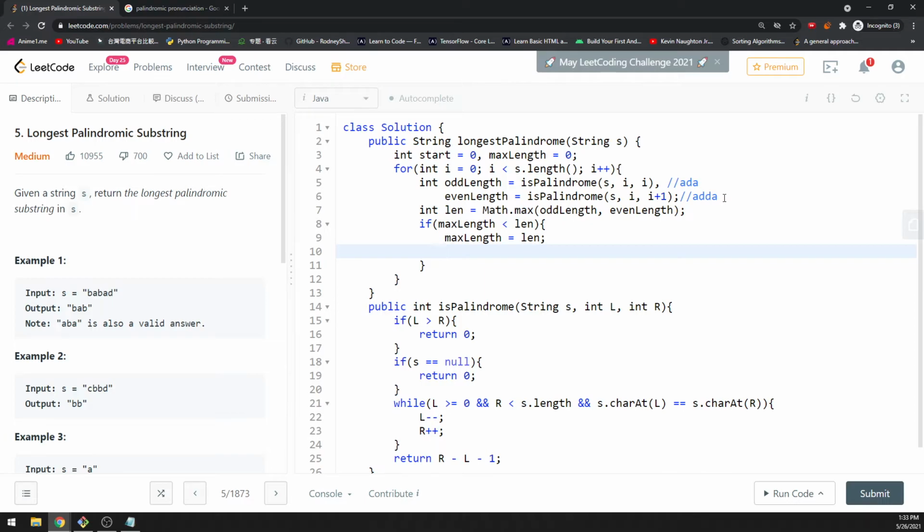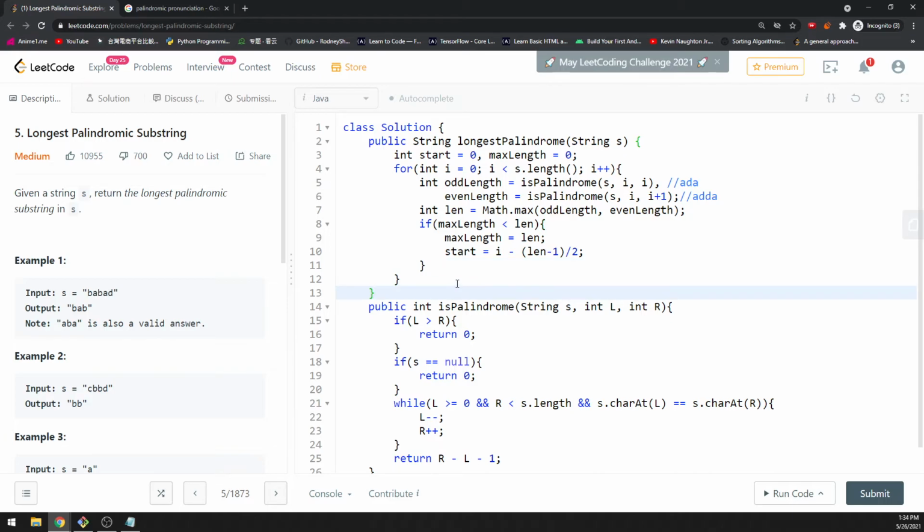But we also have to make sure of the starting position, because we were starting in the middle. So if we find BAB, we need to find the beginning position. So start will become i minus (len minus 1) divided by 2. The length of the longest string is 3, and 3 minus 1 is 2, 2 divided by 2 is 1. And we're starting from here, which is 1. So 1 minus 1 equals 0, which is the correct position.